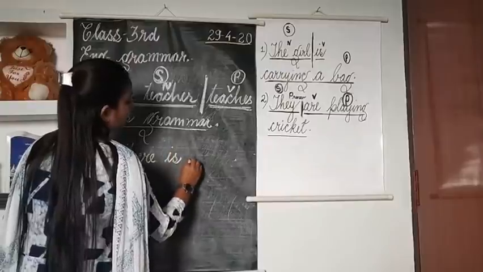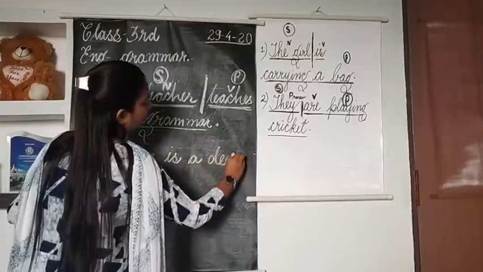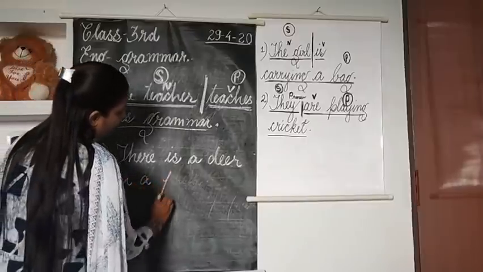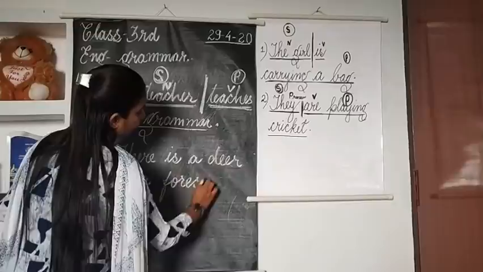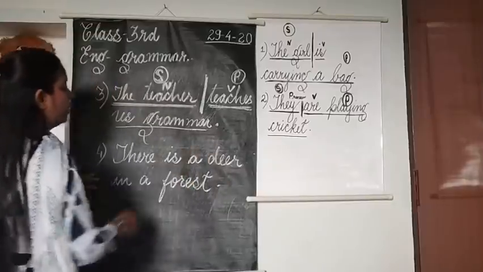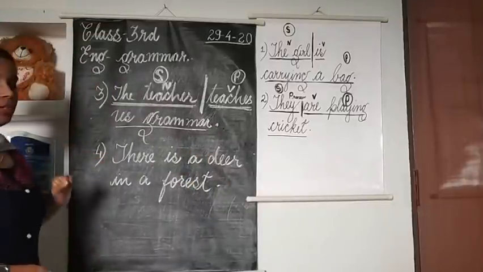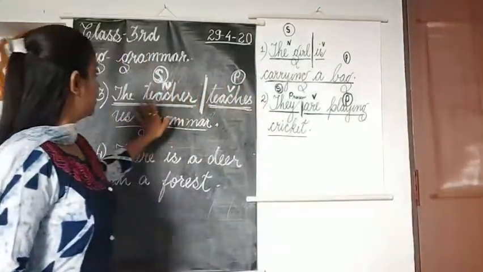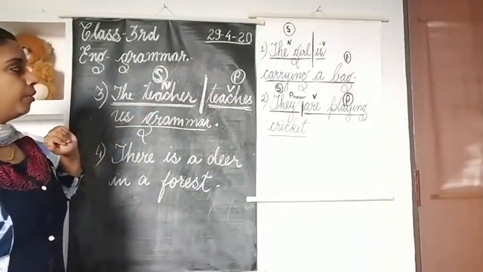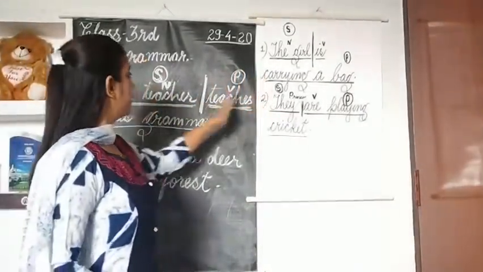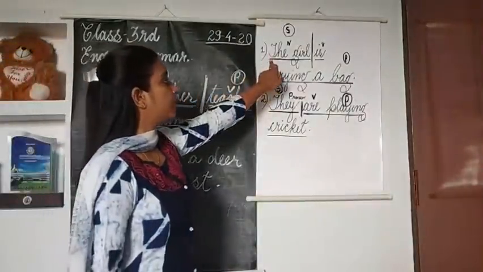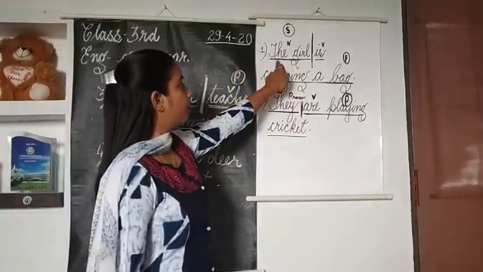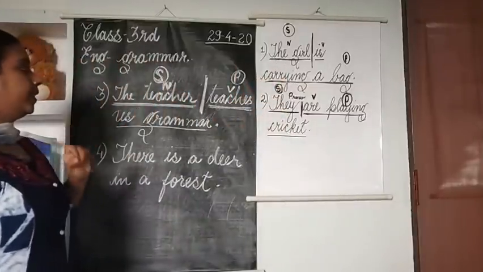There is a deer in a forest. Now you can see here in this example, children, in the first three examples which I have given you, in all these three sentences, the subject was the beginning part of the sentence.